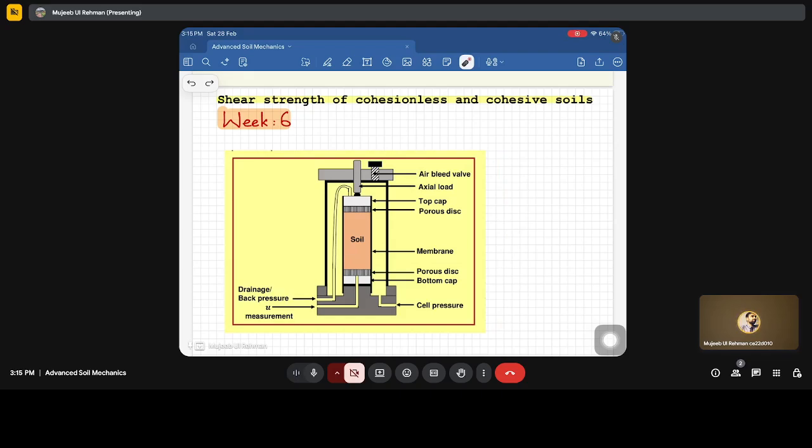Now what are the different tests that we are performing in this triaxial setup?